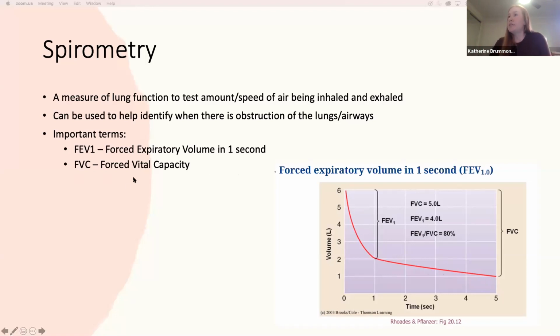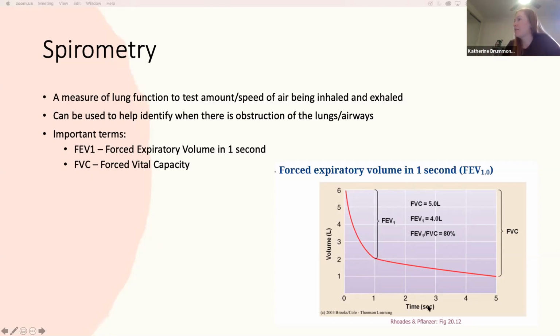And then FVC is forced vital capacity, and that's the volume of air that we can get out for our whole breath out, our whole exhalation. So whereas FEV1 is that 1 second, FVC is the whole period of time. So I'll show you that on the diagram.